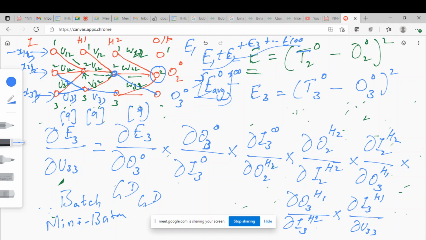For every input, if you do that, first input, see the error, update the weight, keep updating it until there is zero error. Again do that for the second input, again do that for the third input, and like that if you do, that process is called what? Stochastic gradient descent.